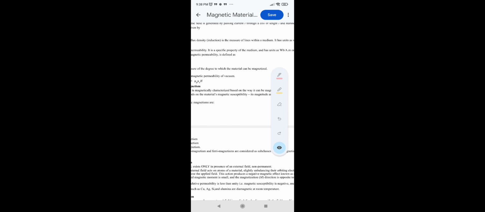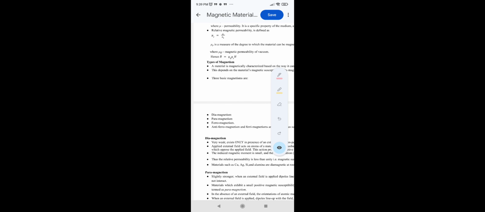So a material, I am here, you may understand, types of magnetism. A material is magnetically characterized based on the way it can be magnetized. This depends on the material's magnetic susceptibility, its magnitude and sign. What are the three basic types of magnetism? Diamagnetism, paramagnetism, and ferromagnetism.